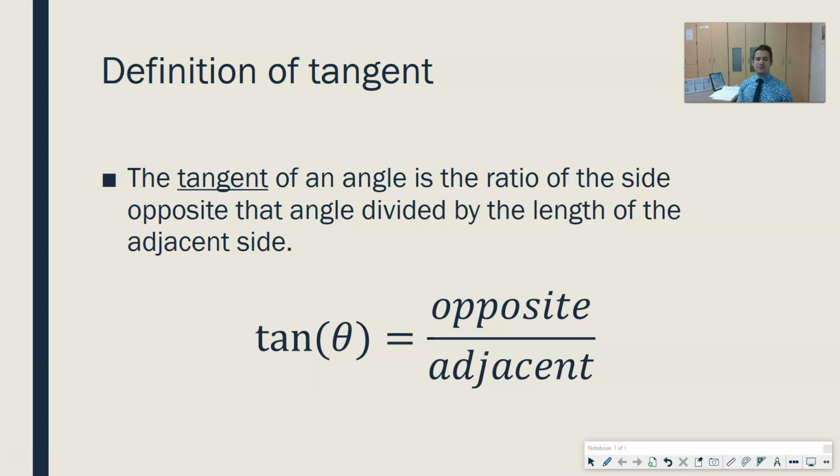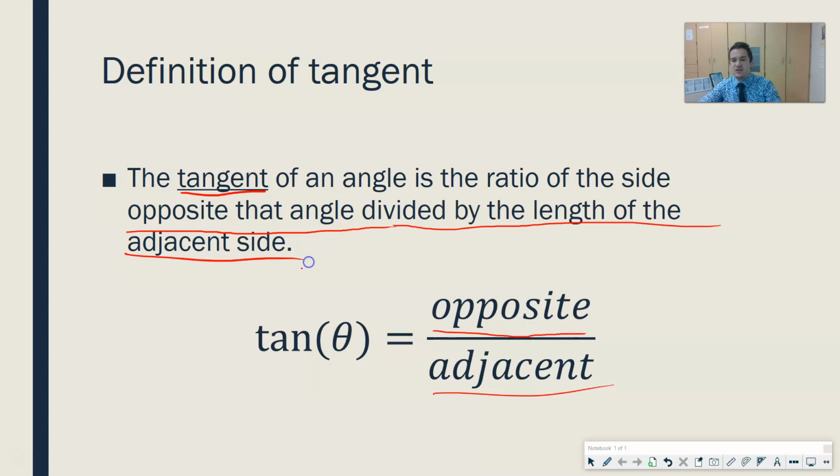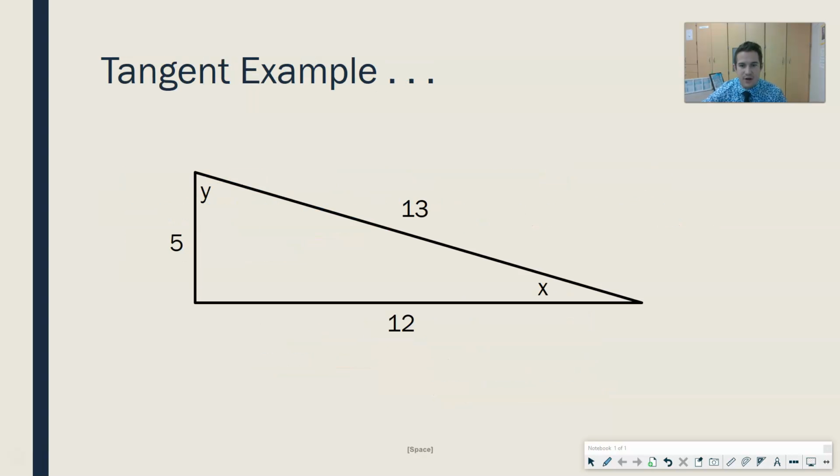And the last ratio we're going to talk about is the opposite side divided by the adjacent side. We're going to call that the tangent. So the tangent of an angle is the ratio of the side opposite that angle divided by the length of the adjacent side. That's the name we're going to give to that relationship, that fraction.